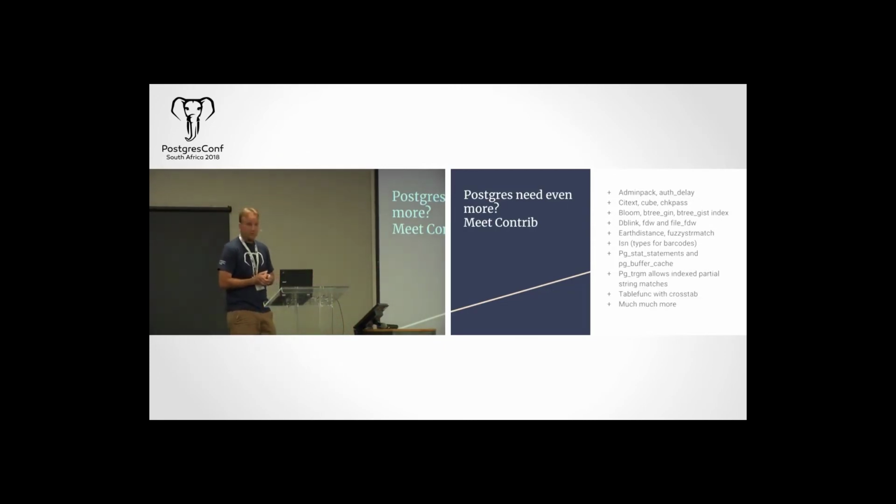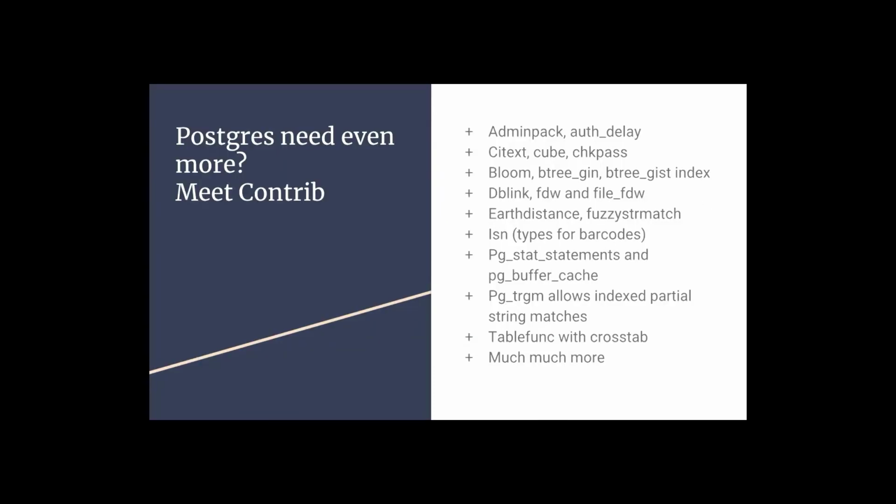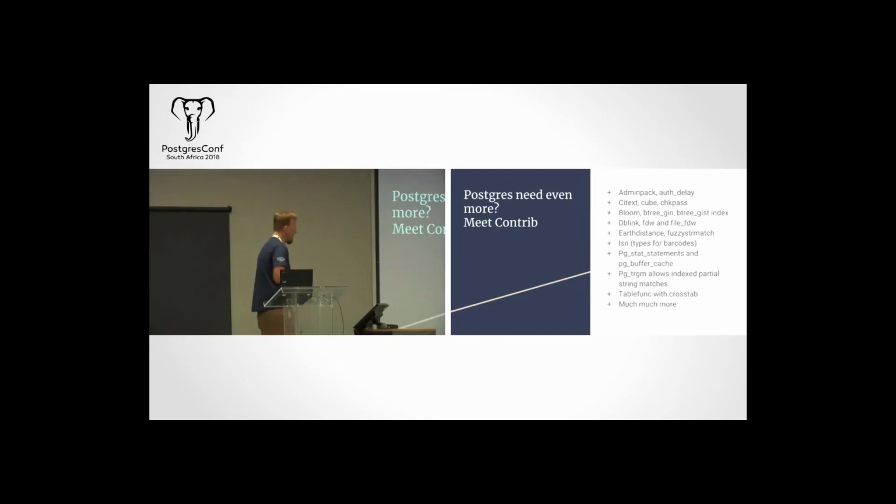Trigrams, if you've not worked with that, it'll speed up I-like searches where you have a percentage at the start of the I-like and at the end of the I-like. So basically you have free text index searches. It is, yeah, it's large, unfortunately, but good. Table func crosstab, if you've not used that and you've ever used Excel and done a pivot, fairly similar to a pivot, not exactly, but yeah, and there's much more.